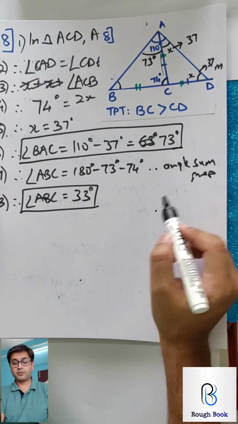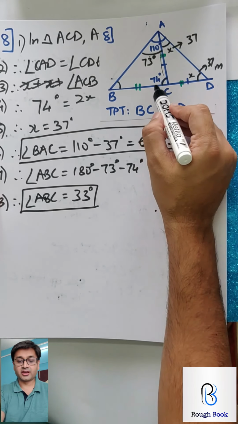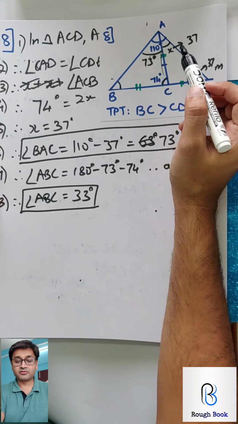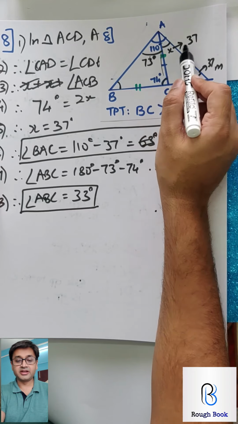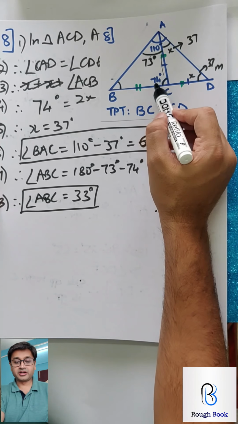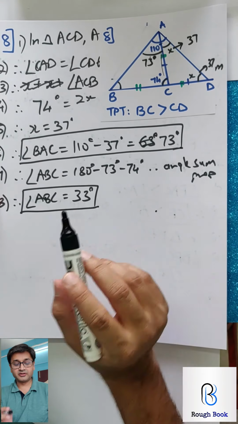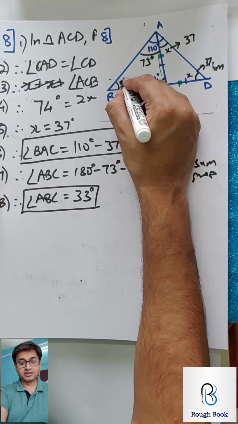I am a little worried about the values, so can I just recheck? Half of 74 is 37, 37 from 110 is 73, 147 plus 33, so 147, 150, 180, correct. So we got this 33.